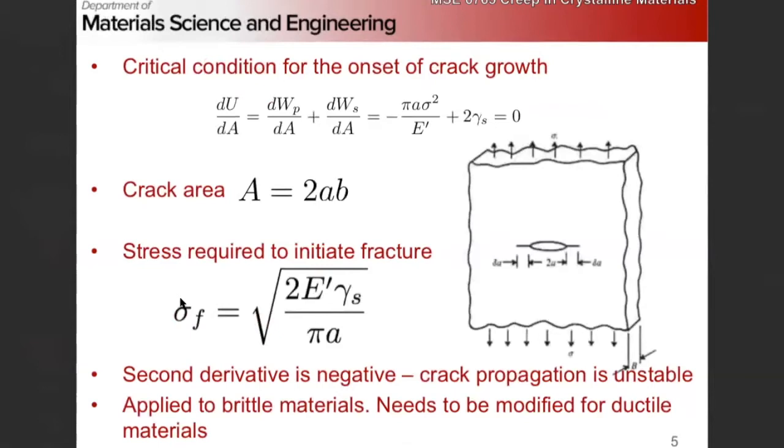The important thing to know here is the second derivative is negative. So if the second derivative is negative, once this crack starts, it's an unstable configuration. So once you're at a stress where this crack starts to grow, from the Griffith analysis, the crack propagation just completely goes off.